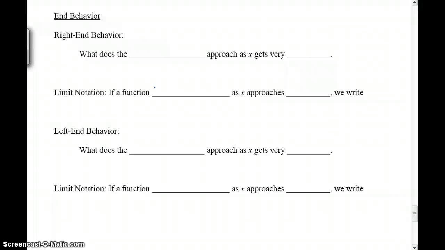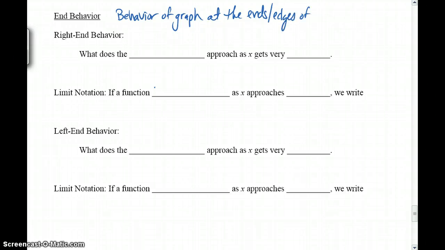So the end behavior is the behavior of the graph, or the behavior of f of x, at the edges, or ends, of the graph. That is what happens as we go to positive infinity, or as we go to negative infinity, as x increases without bound, or when x decreases without bound. What happens as we get very big or very negative, very positive, very negative?